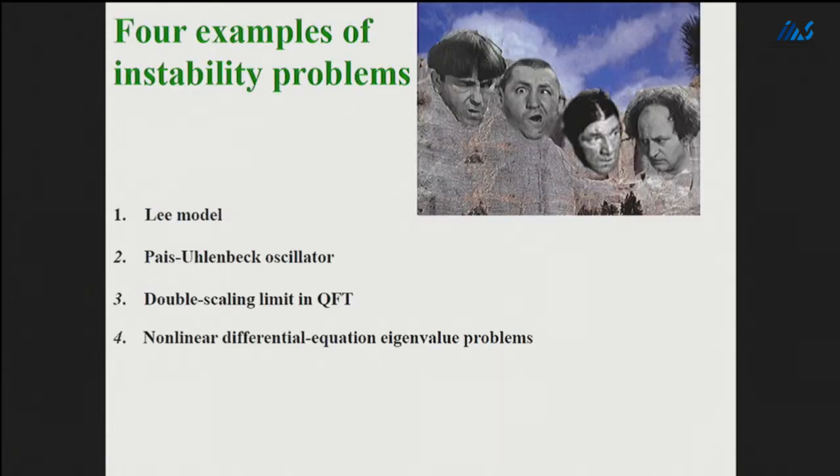Okay? So I want to give you 4 examples, older examples, of instability problems. I talk very briefly about the Lee model, the Pais-Uhlenbeck oscillator, the double scaling limit in quantum field theory, and nonlinear differential equation eigenvalue problems. So this is a summary of older work. No, actually, there were 5 stooges. Okay? However, they're called the 3 stooges. It's like the trilogy, okay, which consists of 4 books.